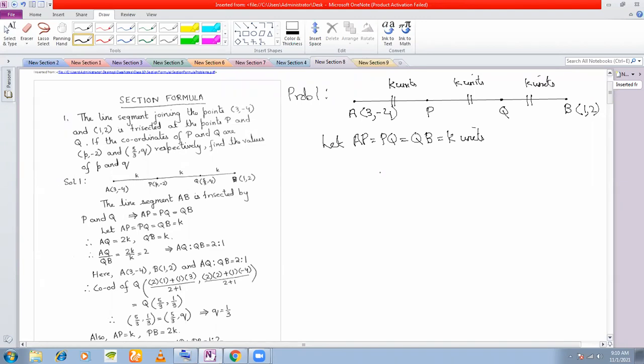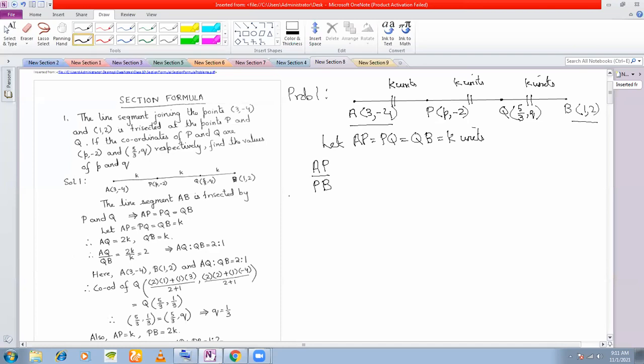Okay. So you need to find out if the coordinates of P and Q are given. The coordinates of P are given to be (p, -2) and the coordinates of Q are given to be (5/3, q). You need to find out the values of p and q. How do you find them? First of all, you see what coordinates are given to you. A and B coordinates are fully given to you, right? So find out the fraction AP by PB.